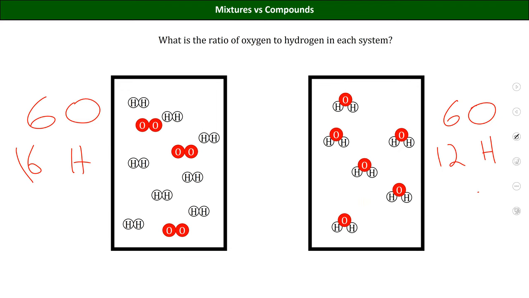Could we change that ratio of hydrogen to oxygen by only moving around things that are already here? I mean, we could take out an oxygen, right? Without changing the number of hydrogens. The fact that we can change that ratio without changing what pieces are in it means it's a mixture. The fact that over here, we can't change that ratio unless we break apart one of these objects means that this is a pure substance.